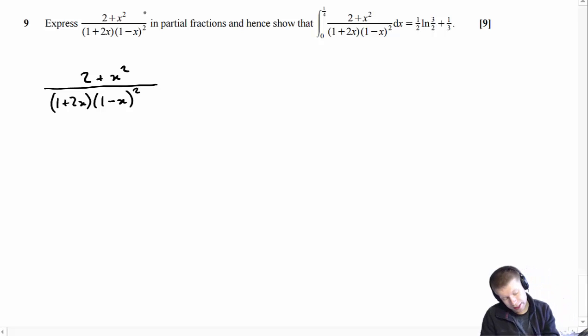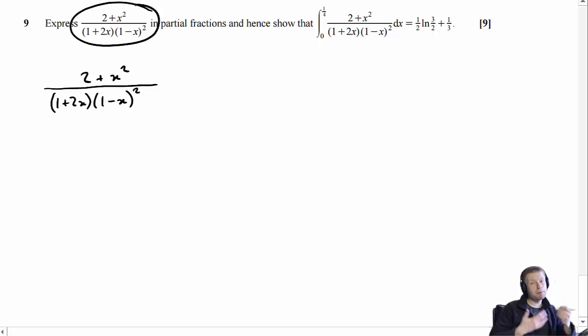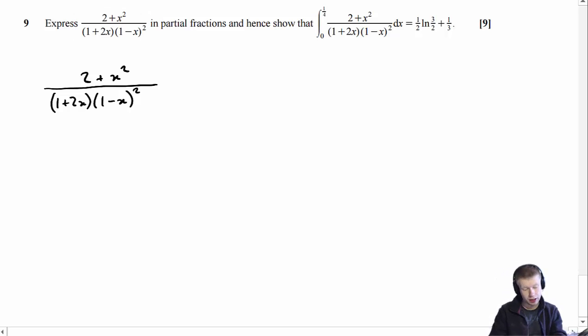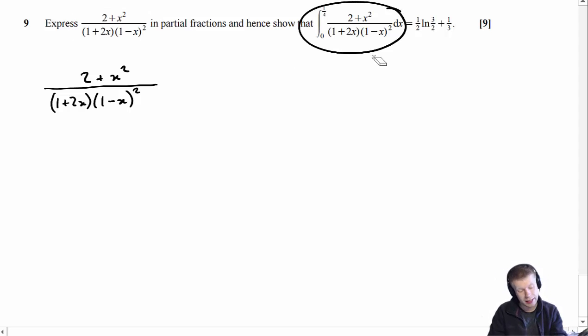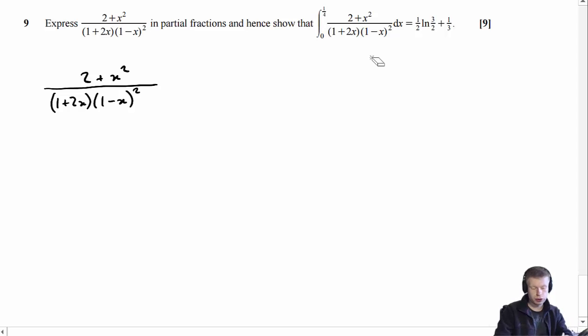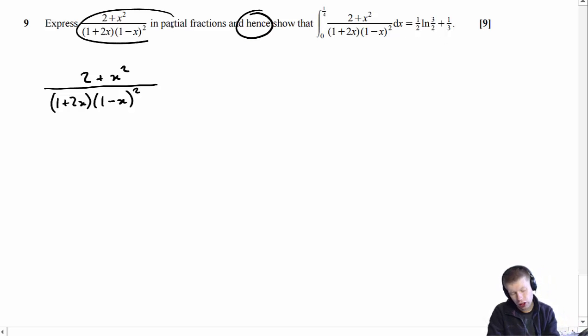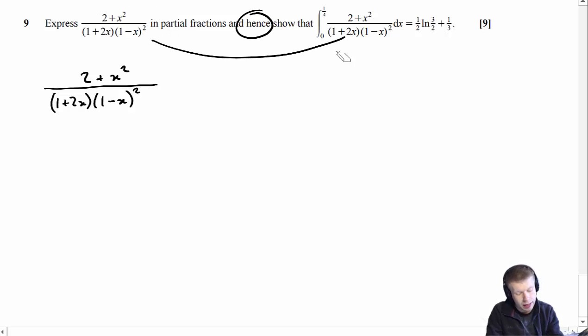Hello, so I've been asked to express this single fraction here in partial fractions, and then I've been asked to integrate that between a couple of limits to show that it's equal to this thing over here on the right. So in other words, the "hence" means that once I've shown this in partial fractions, I should use that in this answer here, but we'll get there, okay?